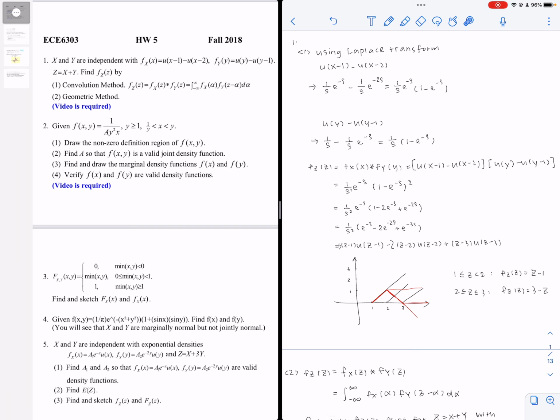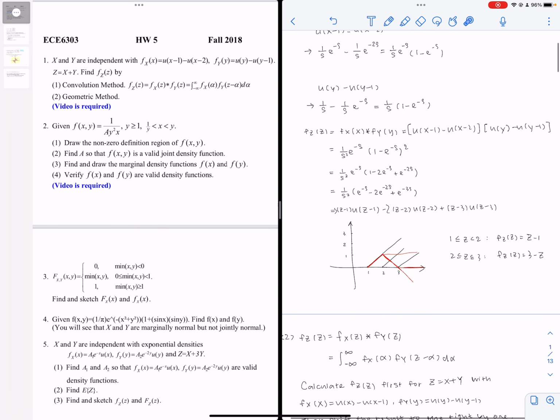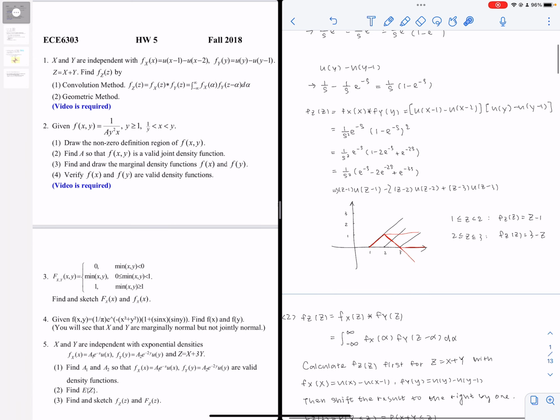So here we convolve the two density functions of x and y, and we have z, and we multiply the two transforms that we have here, and finally we have this result. And using the inverse Laplace transform, we can get this final result. This is the analytical form of the density function of z.